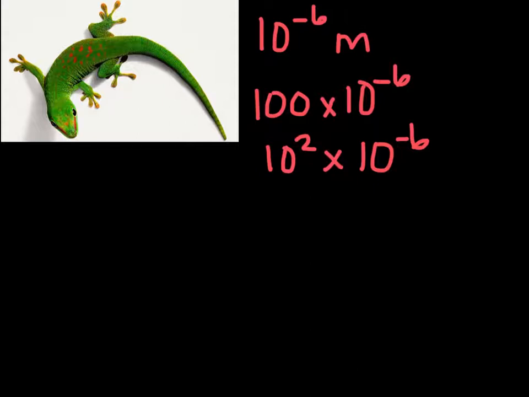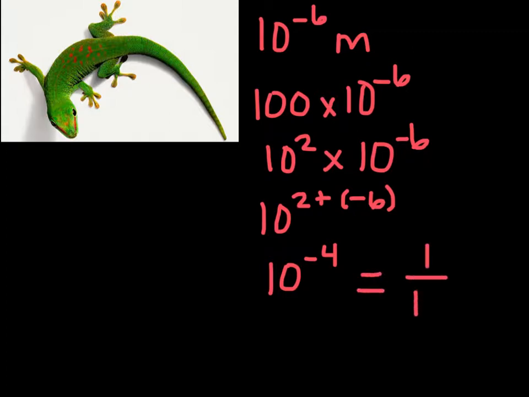Let's use our product of powers property, 10 to the 2 plus negative 6. We'll add our exponents to get 10 to the negative 4th. We want to change our negative exponent, so we'll have 1 over 10 to the 4th power. And then we'll evaluate by taking 10 times itself 4 times, giving us 10,000. So each hair is 1/10,000th of a meter in length.